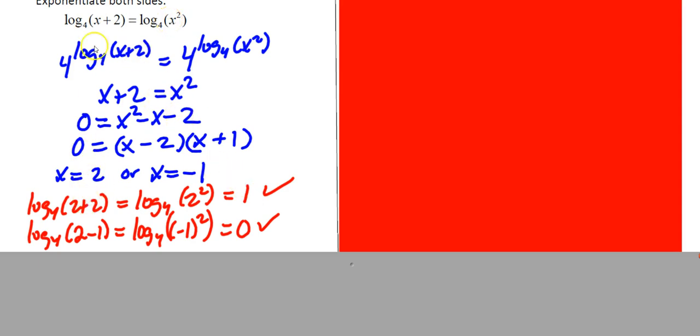If we put negative 1 into both sides, we have log base 4 of 1 and log base 4 of negative 1 squared, which is also 1. Log base 4 of 1 and log base 4 of 1 are both 0 because 4 to the 0 equals 1. So both of those solutions check, even though one of them is negative.